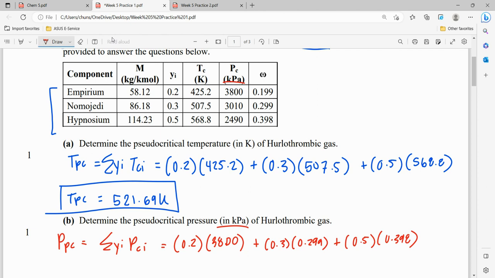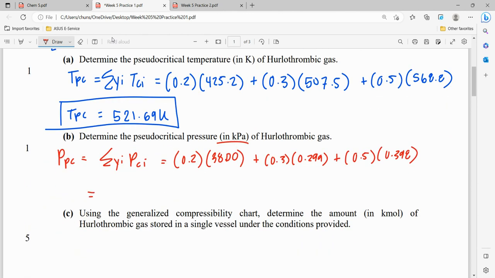Okay, and when we calculate that, 0.2 times 3,800 plus 0.3 times 0.299 plus 0.5 times 0.398. And this gives us 760.289 kilopascals. It's our pseudocritical pressure.